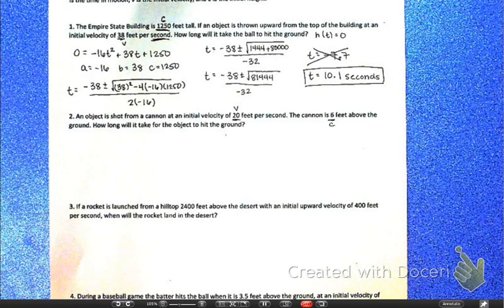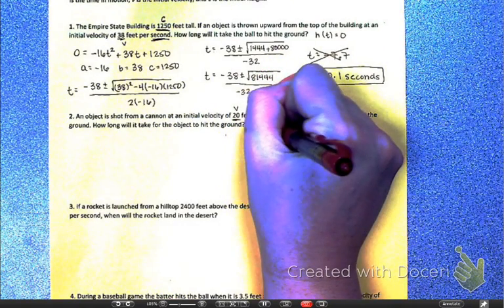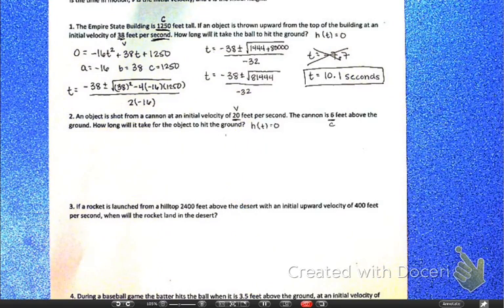How long will it take for the object to hit the ground? So what is H of T? 0, because we want to know when it hits the ground. So take 10 seconds and see if you can plug in those values into your equation. Don't solve anything yet, but see if you can plug them into your equation.